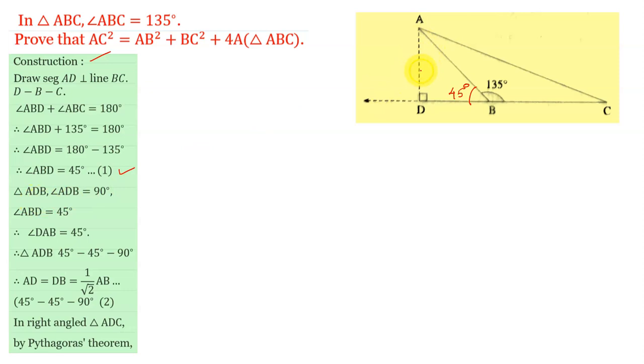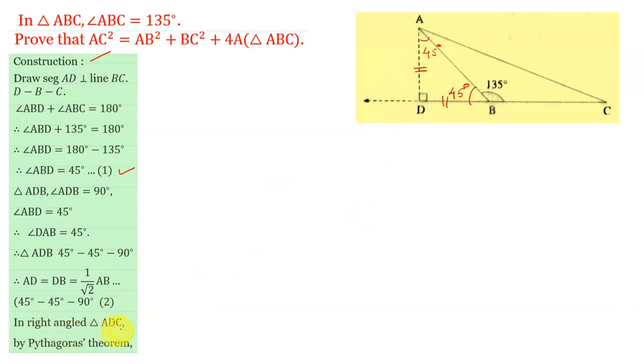In this triangle ADB, the measure of this angle is also 45. Therefore, the angles of that triangle are 45, 45 and 90. And therefore their sides, that is AD, what will AD be? 1 by root 2 AB. What will DB be? 1 by root 2 AB. Therefore AD is equal to DB is equal to 1 upon root 2 AB. Means what? These two sides are equal.